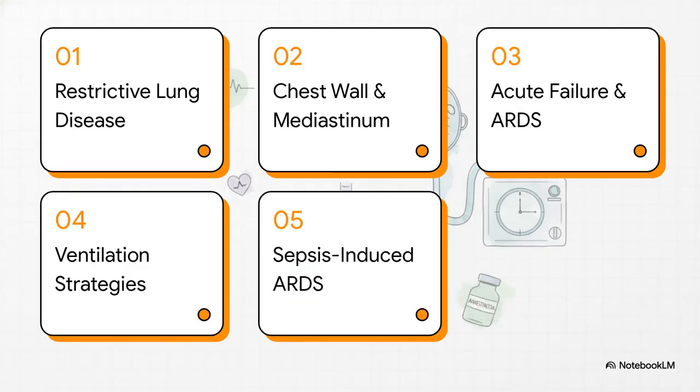So what have we got on the cards for this explainer? Well, think of it as a journey from the ground up. We'll start with the fundamentals of restrictive lung disease, really getting to grips with what that means. Then we'll look at what happens when the problem isn't the lung itself, but the structures around it, the chest wall and mediastinum. After that, we ramp things up to talk about acute respiratory failure and ARDS. And that leads us perfectly into a discussion on modern lung protective ventilation strategies. We'll wrap it all up by looking at the very latest guidelines for managing the toughest of them all, sepsis-induced ARDS. It's a lot to get through, so let's get started.